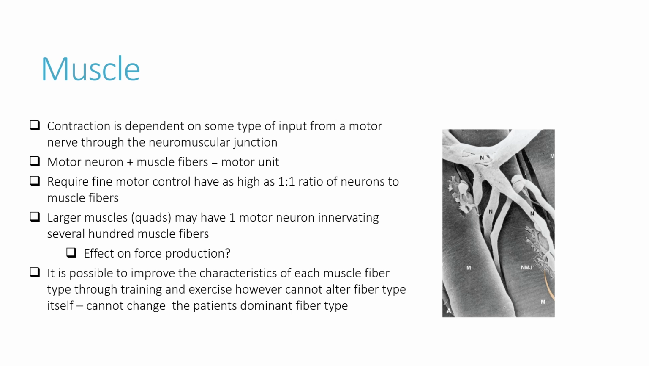The effects of force production. Characteristics of each muscle type, for example slow twitch or fast twitch, can be improved through specific training and exercise. Fiber type alteration: there are limitations. While training can enhance muscle fiber characteristics, it's not possible to change the inherent fiber type itself. The dominant fiber type in a person cannot be altered through training.